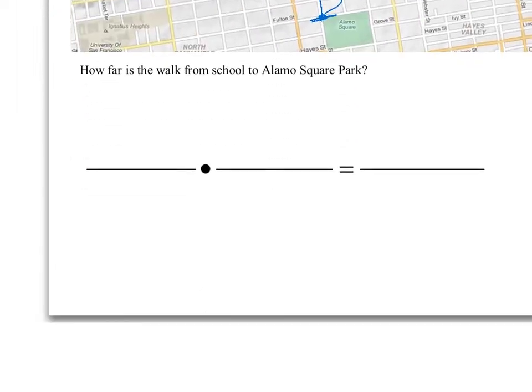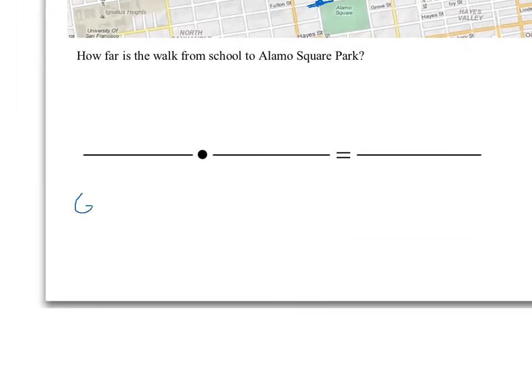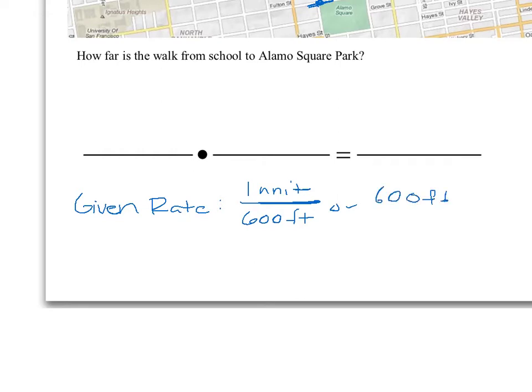So when we go down to set up this problem, our given rate is just that scale factor. For every 1 unit, it is 600 feet. Or, for every 600 feet, it is 1 unit on the map.